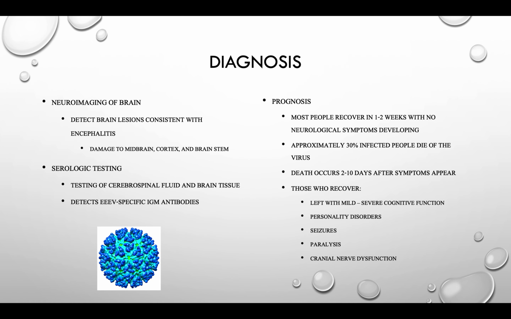How is this diagnosed? Neuroimaging of the brain is a big one. If you detect brain lesions consistent with encephalitis, that is a pretty positive diagnosis. It causes damage to the midbrain cortex and brainstem, which is a very big deal. Serologic testing is testing of the cerebrospinal fluid and brain tissue. They take specimens from the infected host and analyze them to see if they are positive for the IgM antibodies that are specific against EEE.